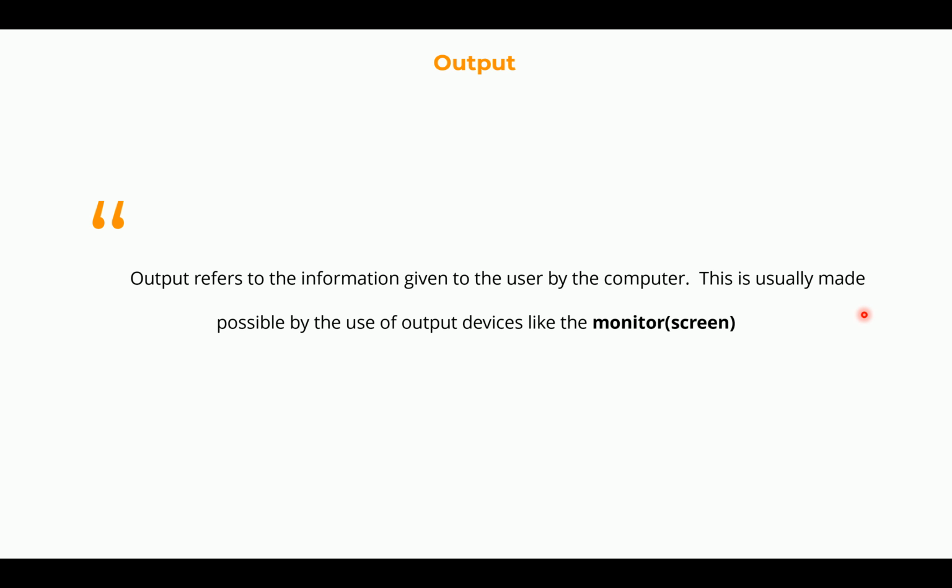Now, the computer has a way of showing an output to the user, and that happens with the use of an output device. The monitor is an example of it.